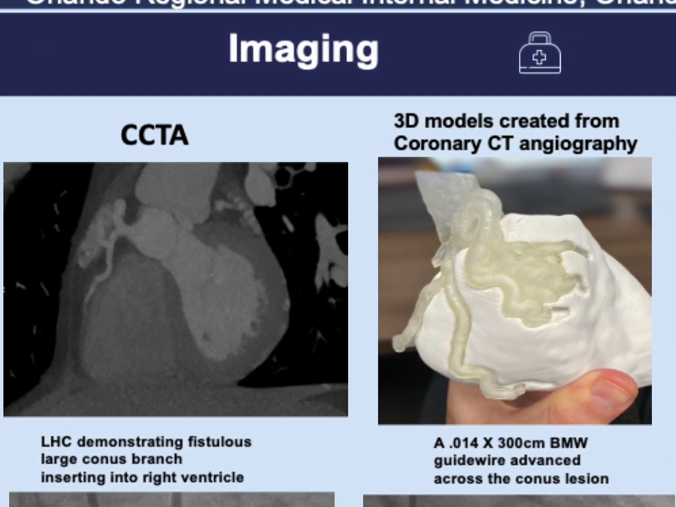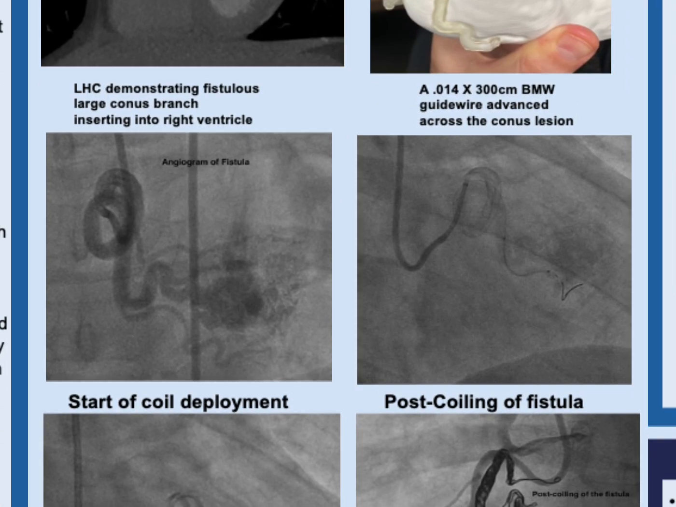In the following images, you can see the coronary CT angiography showing the fistula, and in the image to your right, you can appreciate the 3D models created from the CCTA that helped us prepare prior to the intervention. Here, we can see the initial part of the intervention with the left heart catheterization demonstrating the fistula's large conus branch inserting into the right ventricle. To your right, you can see the guide wire being advanced across the conus lesion.